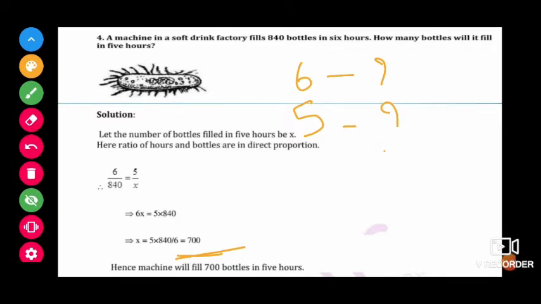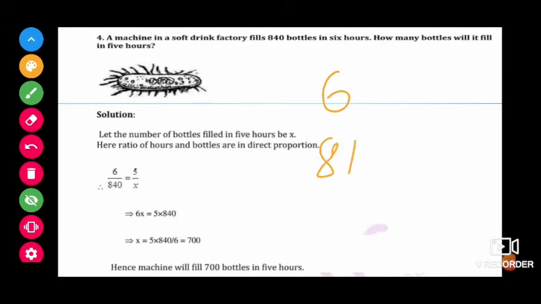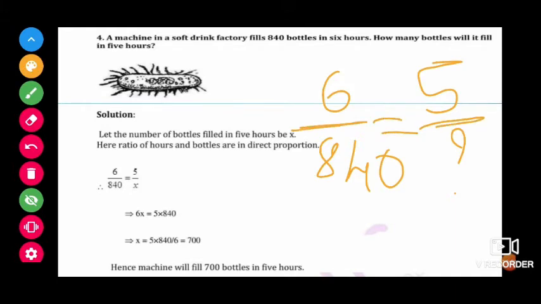Whenever you see direct proportion, where one quantity increases and the other quantity also increases, then you can do cross multiplication and find the answer. Or else you can take the ratio method, which I told you already. For 6 hours 840 bottles, and for 5 hours how much? As I told you already, the ratio between these two should be the same. This is what I am showing here.